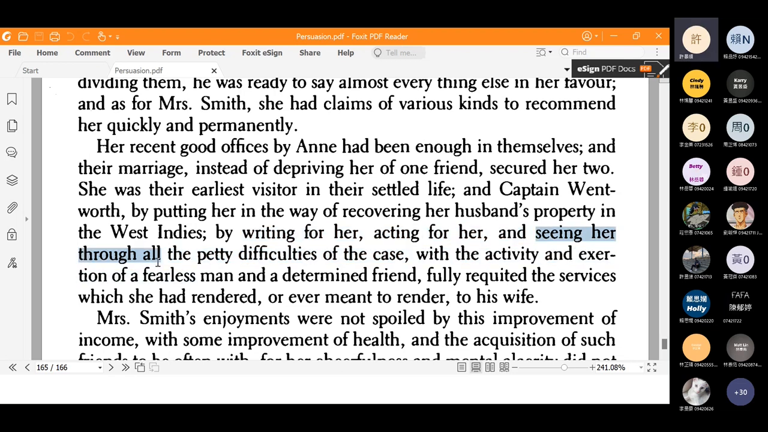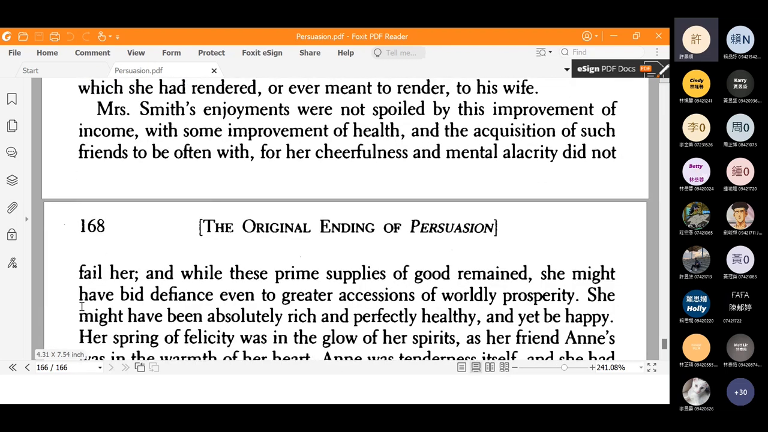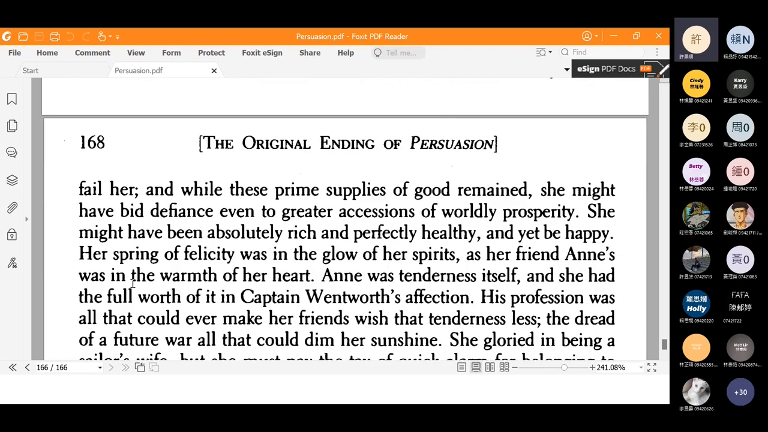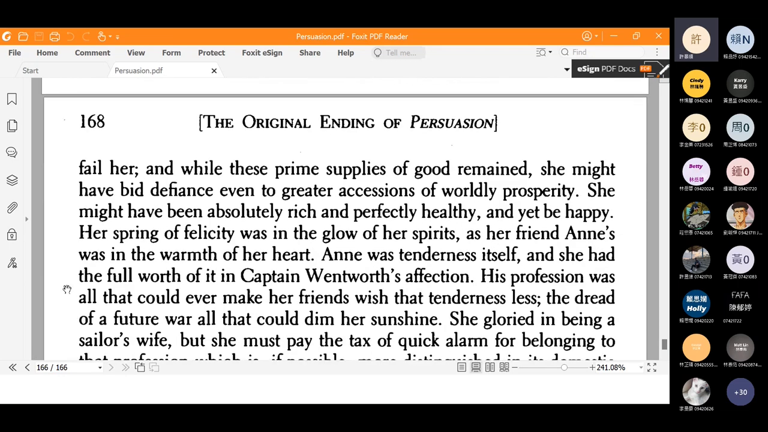To see someone through, 导引人家, 这个穿越什么什么, the difficulties of the case, 这个案子困难之处, but they are petty difficulties, 是很小的事情,但是又很恼人. So anyways, Wentworth helps to take care of Mrs. Smith's situation. She now has money again. And this part says, even though she now has money again, she is still the same good person that she was before.